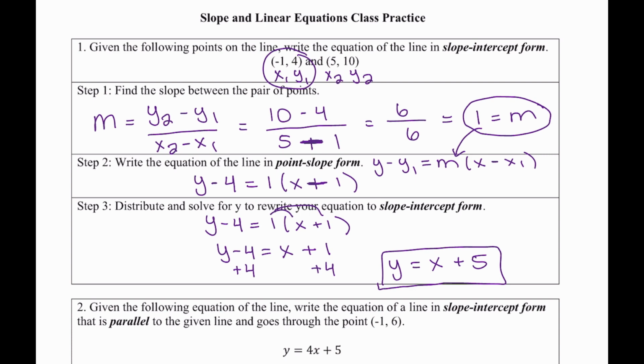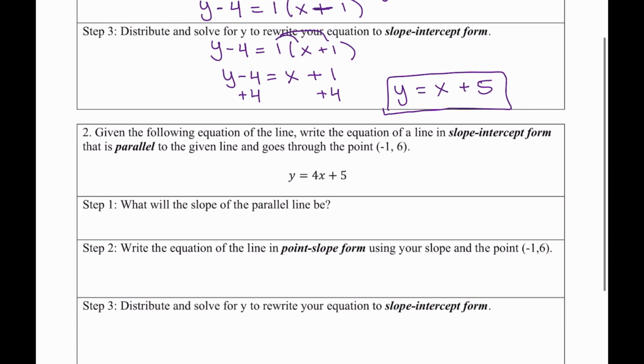Nice. Let's try number 2. Given the following equation of the line, write the equation of a line in slope-intercept form that is parallel to the given line and through the point -1, 6. Parallel lines have the same slope. So first, I need to figure out the slope of the line that they give me. And I know that the slope is always in front of the x. So the slope of this line is 4. And since parallel lines have the same slope, the slope of my parallel line will also be 4.